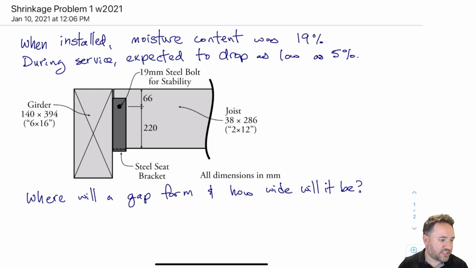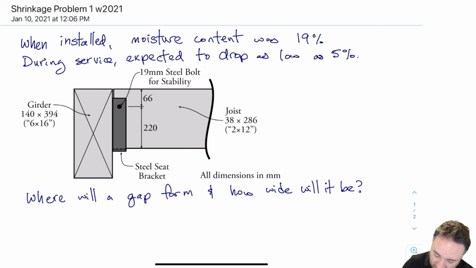So we have to do this calculation to see if this is going to be a problem or not. When this joist was installed, the moisture content was 19%. During service, we're expecting it to drop as low as 5%. So we have a pretty dry interior area. After some time, if I have a dry area, the equilibrium moisture content of the piece of wood is going to go down to 5%. These are just example numbers. Where is a gap going to be forming, and how wide will that gap be?